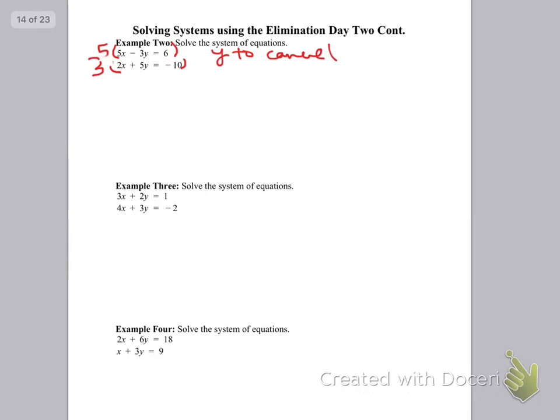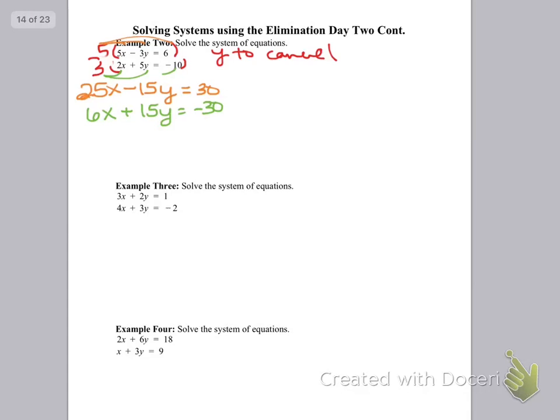Alright, so now I'm going to rewrite both of those equations, and I'm just going to distribute it through. So 5 times 5x gives me a 25x. 5 times 3y gives me a negative 15y. And then that equals 30. So I've got that one. Now let's do my second equation. So I'm going to distribute that 3 through. So I've got 6x plus 15y equals negative 30.